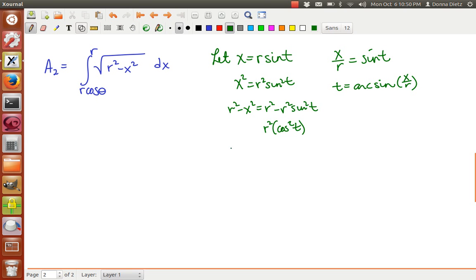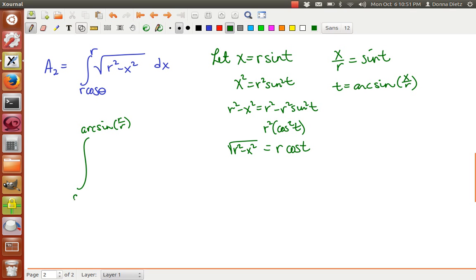Okay, and then we're going to take the square root of that, and then you get r cosine t. All right, so now let's put all these pieces together. And so, first of all, angle whose sine is x over r. So, what are we going to do? We're going to say t is angle whose sine is x. Well, x is r. So I'm going to write it this way just to drive the point home.